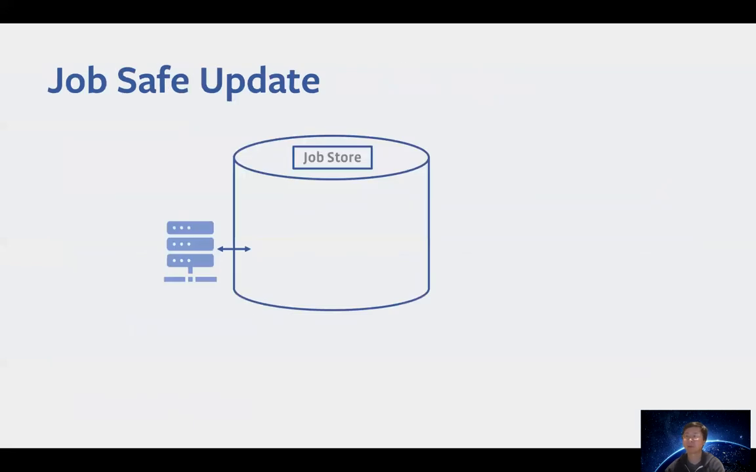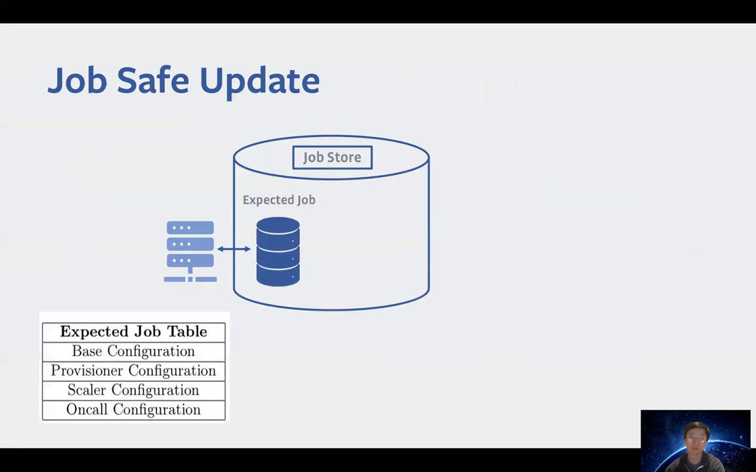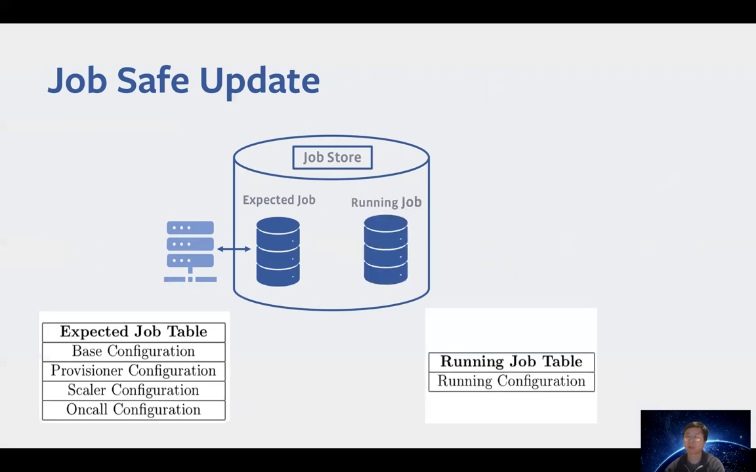To solve those problems mentioned earlier, we'll have 2 tables in the jobs.db. First is the expected job table. It stores the hierarchical config we mentioned earlier. This is where all actors write their modifications. The second table is a running job table. This table contains the running job config. It is the source of truth for the task management system.